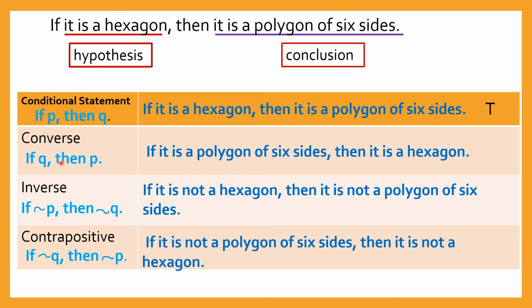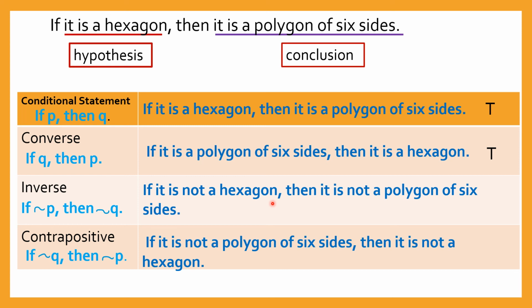So now, look at this one. If it is a hexagon, then it is a polygon of 6 sides. The truth value here is true, right? Now, how about this one? If it is a polygon of 6 sides, then it is a hexagon, which is also true, because there is no other name for 6 sides except hexagon.